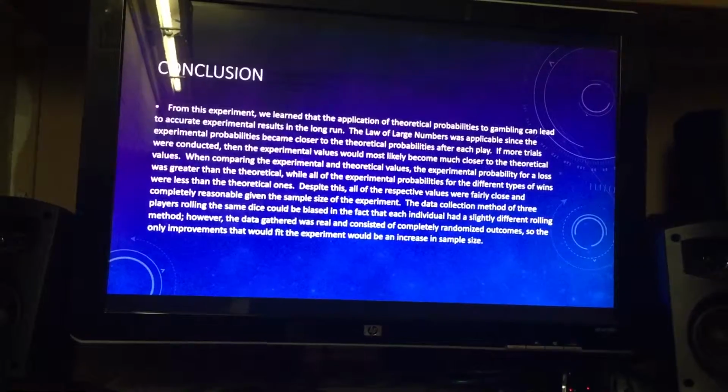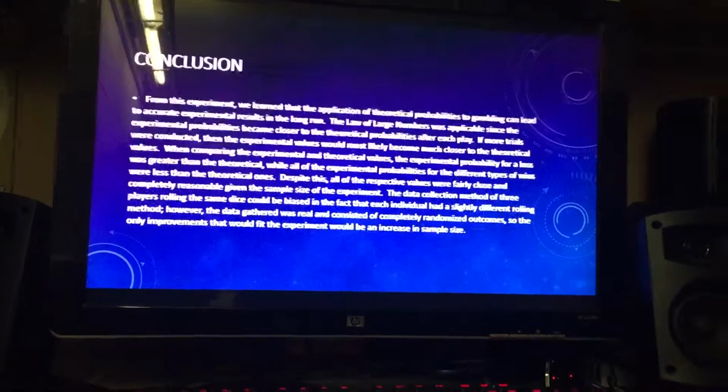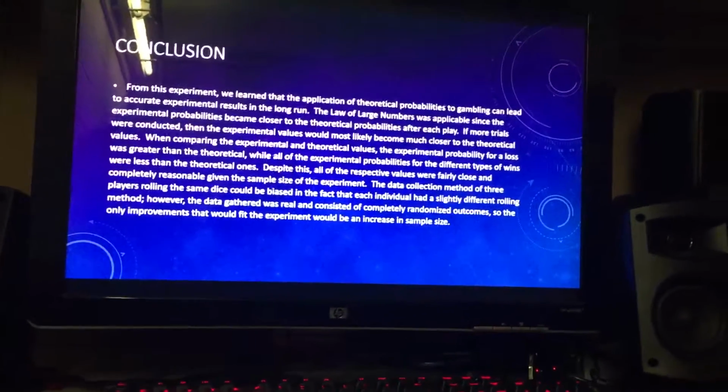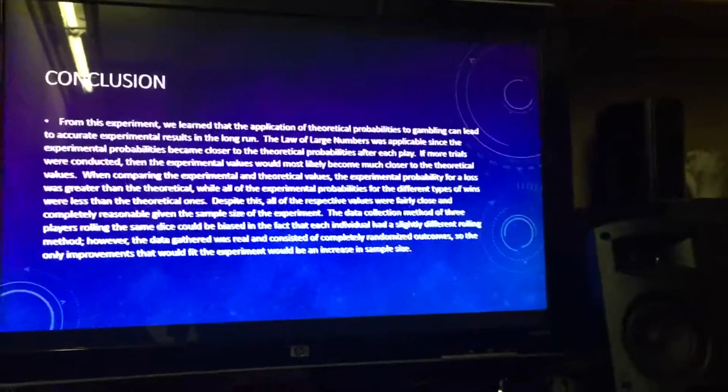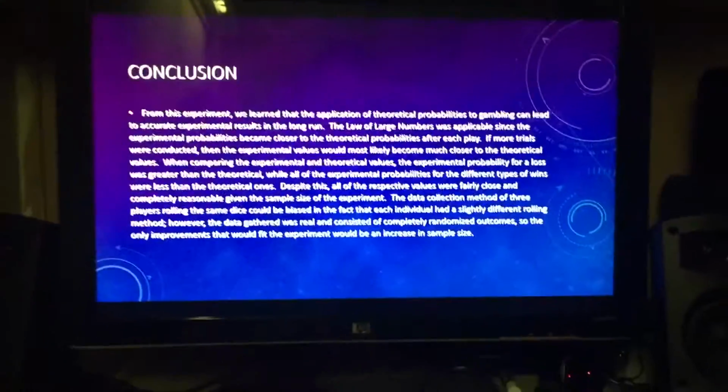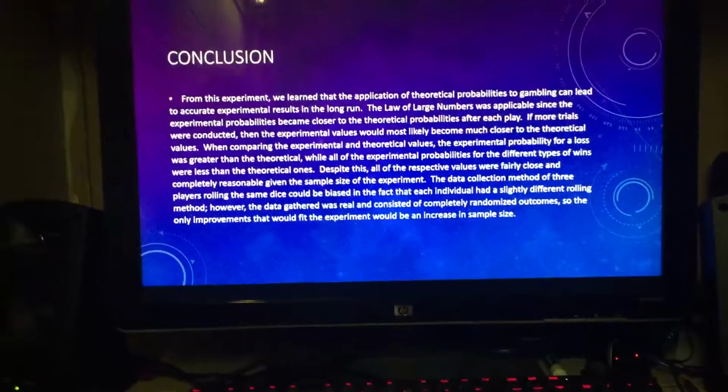And the experimental probability for a loss was greater than the theoretical, while all the experimental probabilities for different types of wins were less than the theoretical ones. But despite this, all the respective values were fairly close and completely reasonable given the sample size of the experiment.